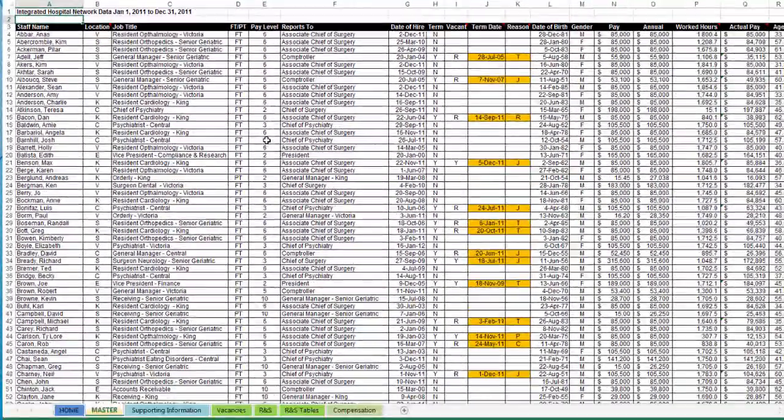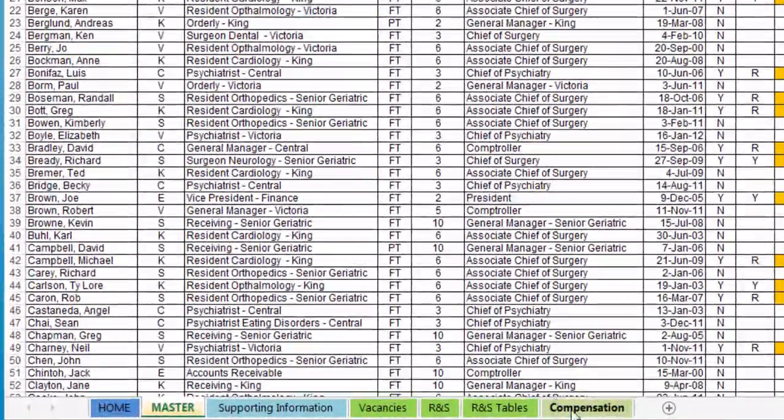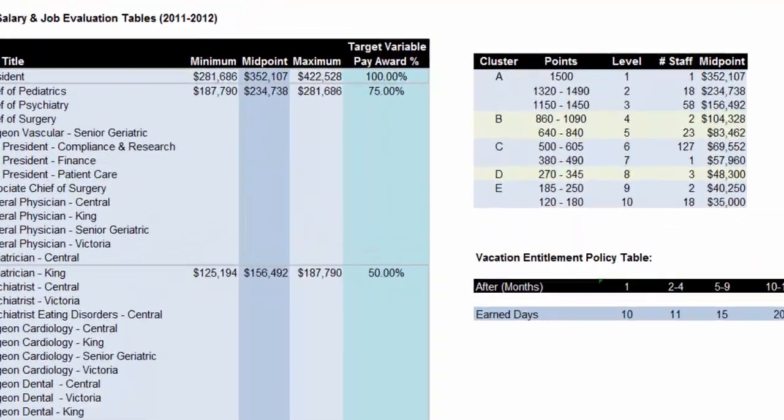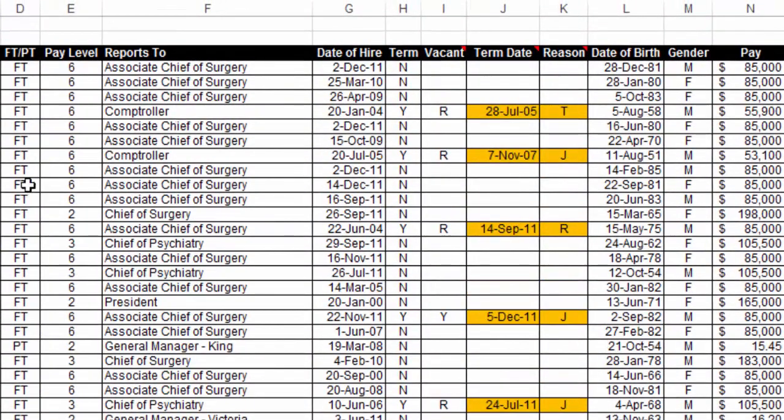Now, if you're doing anything related to compensation, you could go down to the compensation tab and have a look at what the various clusters, the point levels, and the pay levels are, and the different jobs, okay? Again, that's optional. Now, who does this person report to? What was their date of hire? Are they terminated or not? So I included this column just so you would be able to do very quick data mining just to see who's terminated, who's not. So typically, if you filter out all the yes terminations, it means that you're only looking at active employees, right?